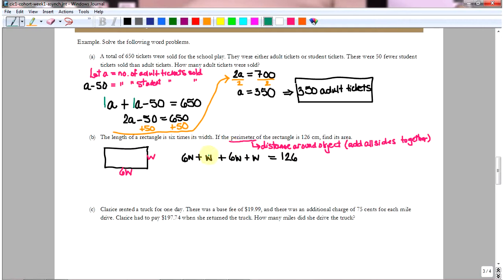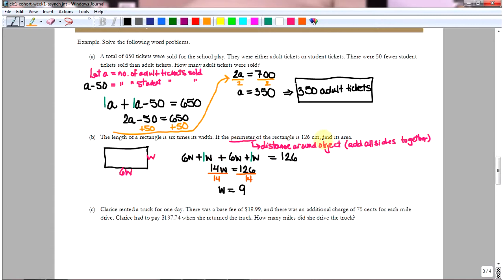So we combine our like terms. Remember that there are 1's in front of those W's. So we have 6 plus 6, which is 12, plus 2 more is 14W is equal to 126. Now our last step is to divide both sides by 14, and we end up with W is equal to, putting that in your calculator, 126 divided by 14 is 9. Now we need to make sure that we've answered the question that's being asked.